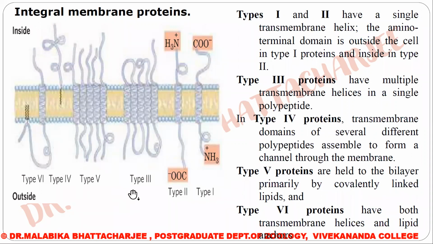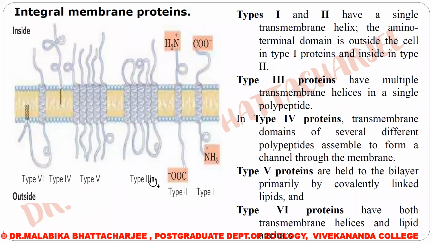If we look into the type 1 and the type 2 protein, these are single transmembrane. You can see the protein is traveling through the membrane. In type 1, the amino group is on the outside and the carboxyl group is on the inside of the cell. So this is the inside of the cell, this is the outside of the cell. In the type 2 category, the amino group is inside of the cell and the carboxyl group of the polypeptide is outside of the cell.